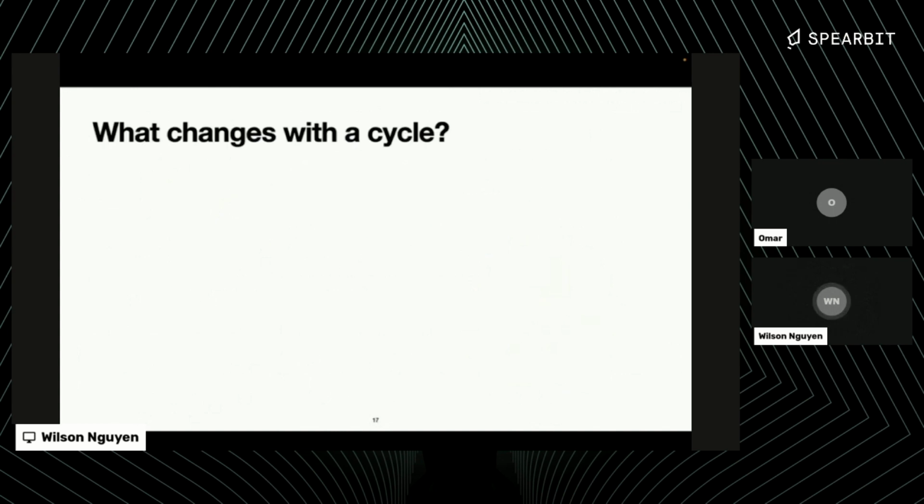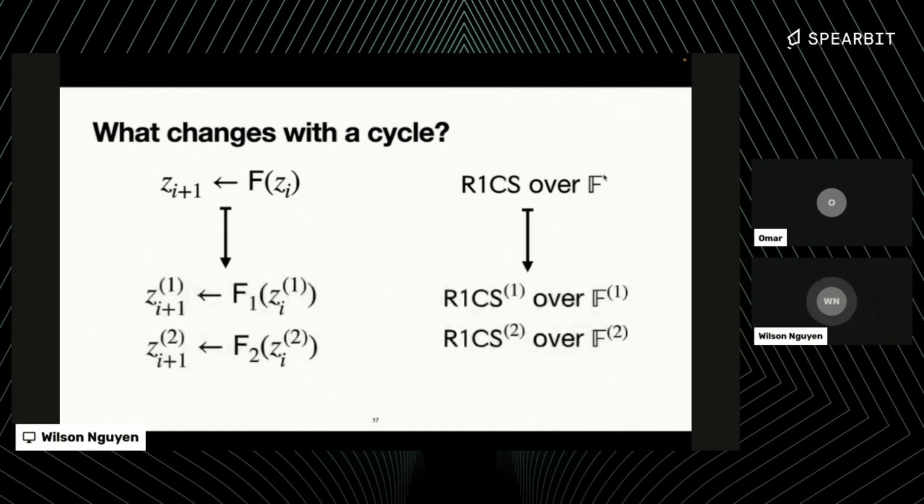So what changes with a cycle from the normal description of IVC? Well, instead of proving repeated applications of a single function using a single constraint system over a single field, as you can imagine, we now have a pair of functions operating over two different fields and a pair of constraint systems over two different fields. Hint, these are the constraint systems that we saw in the prior slides.